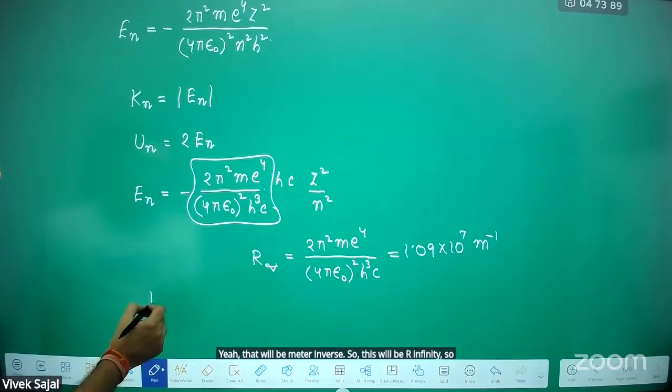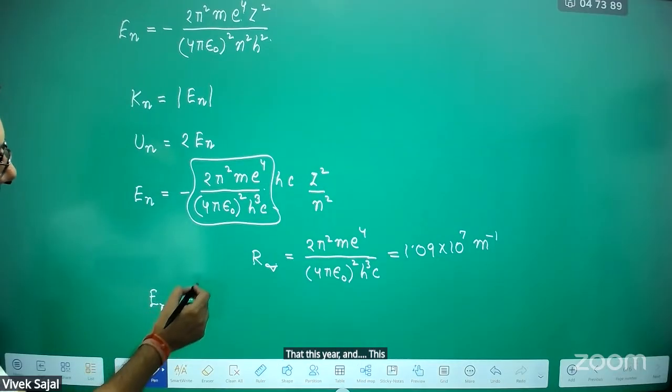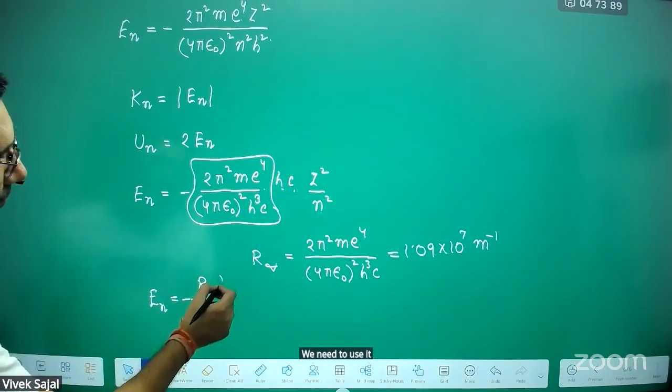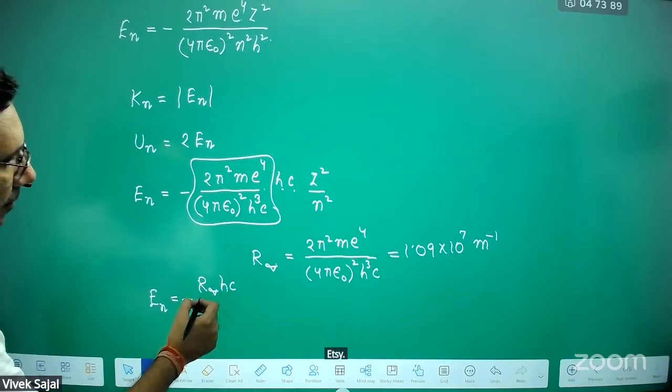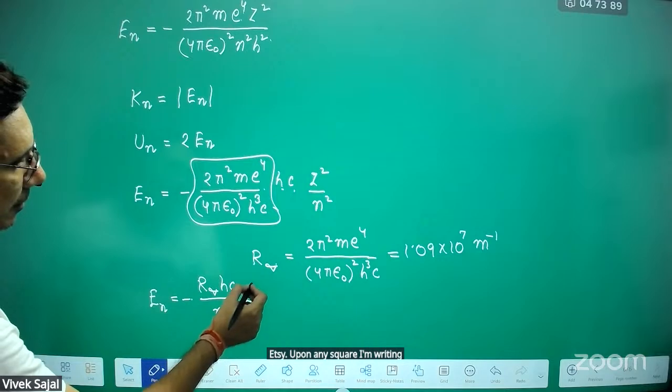So I can write like this, that this En is minus R infinity hc upon n square. I am writing here, this will be Z square.